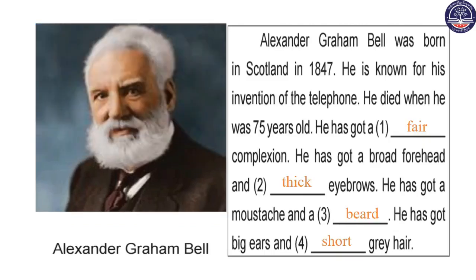Let's check the answer. Alexander Graham Bell was born in Scotland in 1847. He is known for his invention of the telephone. He died when he was 75 years old.